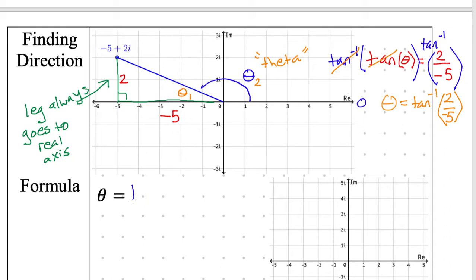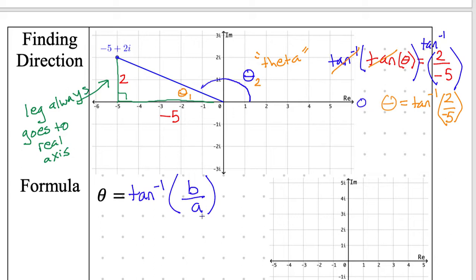In fact, I'm going to write it out like this. Arctangent of, well, what is 2? Is that the real or the imaginary? Imaginary. So that's the b over a. So that seems easy so far. All you do is take the arctangent of b over a. It's a formula that you plug in over and over.